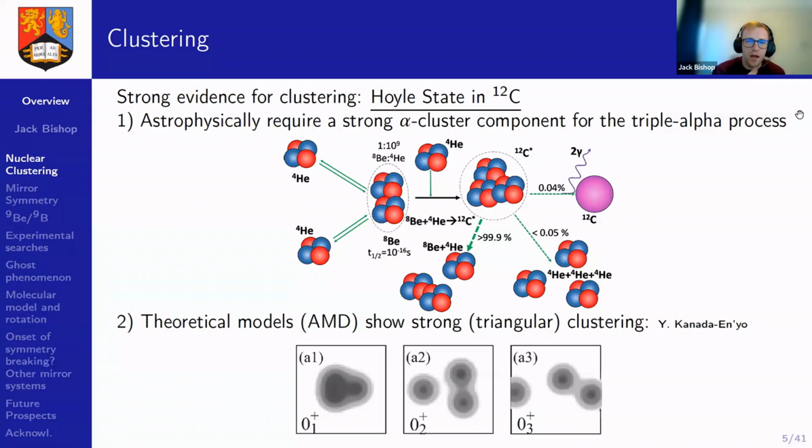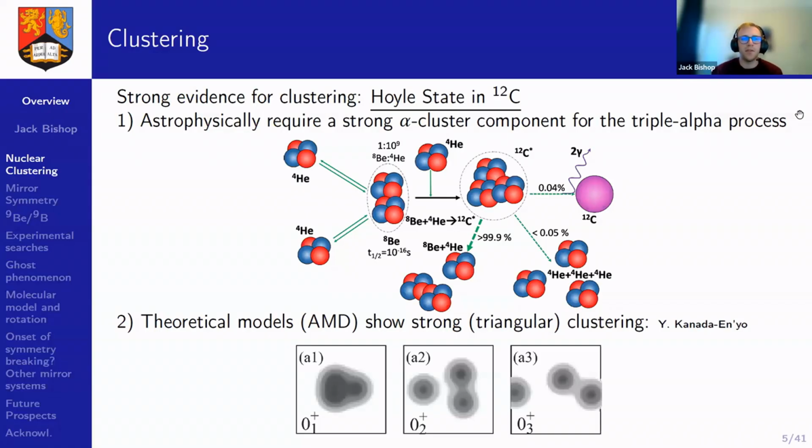Okay. And what these stars need to do is make carbon-12 in its stable configuration, so it needs to get down towards the ground state. But actually, through 2 gamma decays, this only happens a very, very small fraction of the time. And actually, 99.9% of the time, it breaks back apart into 3 alpha particles.